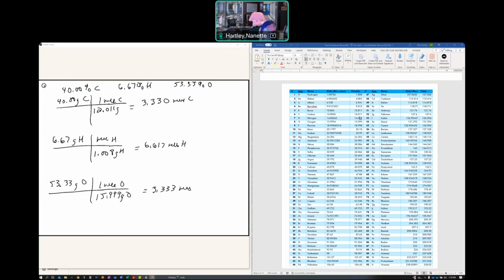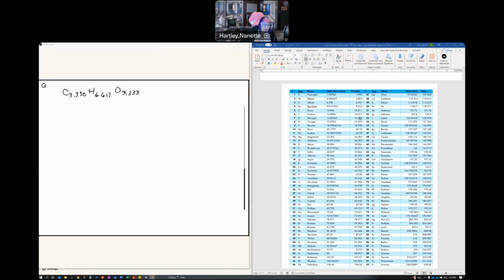Which gives me 3.333 moles of oxygen. Now again, the way that I deal with this is to write carbon 3.330, hydrogen 6.617, and then oxygen 3.333. And what I'm looking for is that whole number ratio. So I'm going to divide by the 3.33.